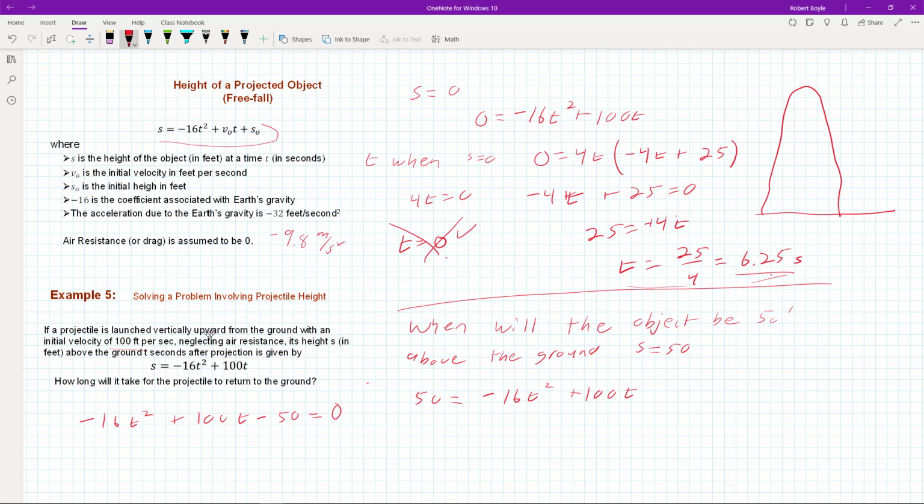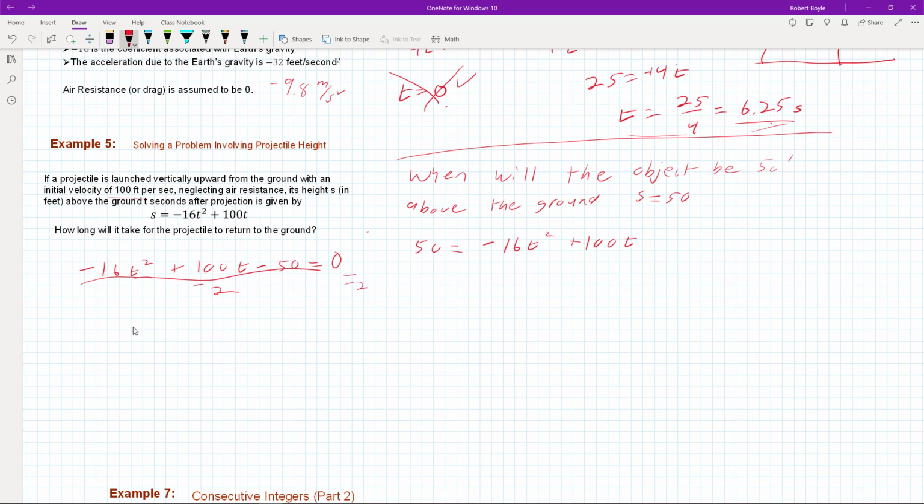Okay, now notice here all of these have a common factor of 2, so if we wanted to, we could divide everything by 2, or divide everything by negative 2, which is what I want to do. So I'm going to divide this side by negative 2 and this side by negative 2, and if I do, I'm going to have 8t squared minus 50t plus 25 is equal to 0. Now, unfortunately, this does not factor, so we would need to solve this using the quadratic formula.